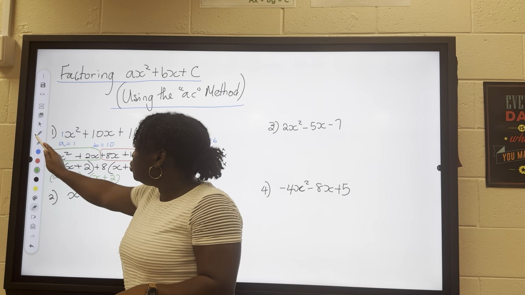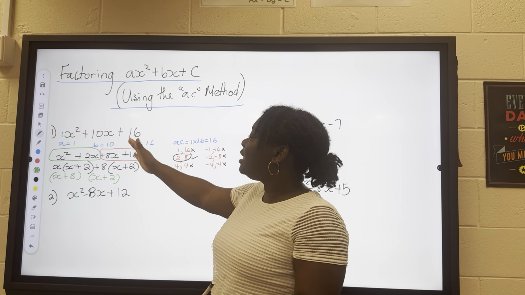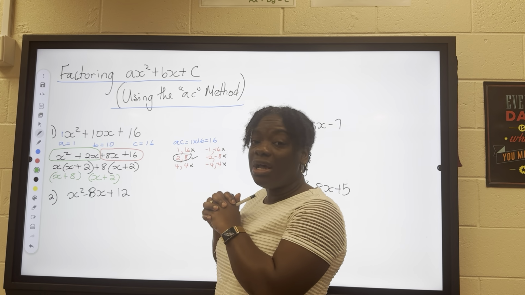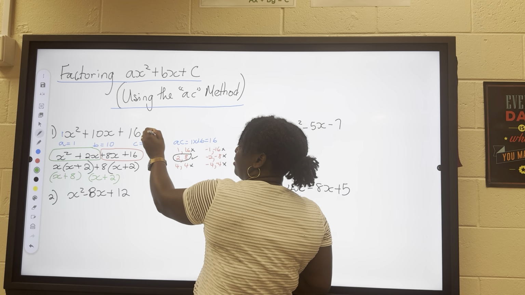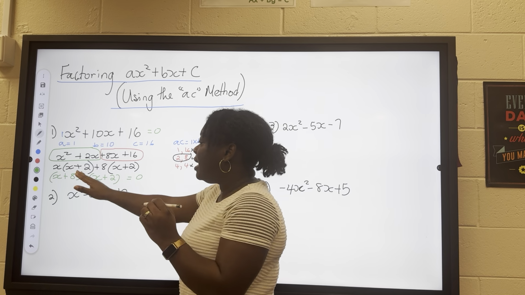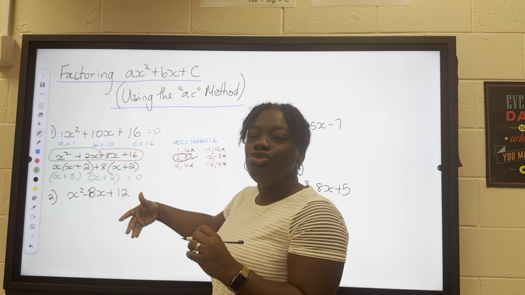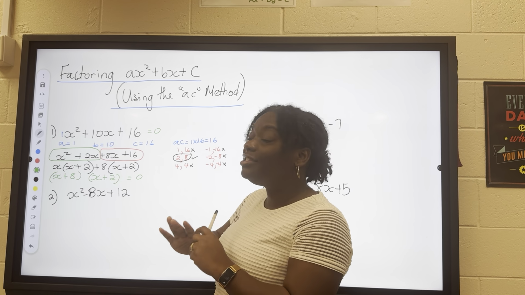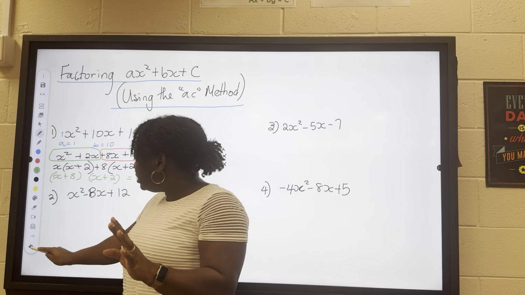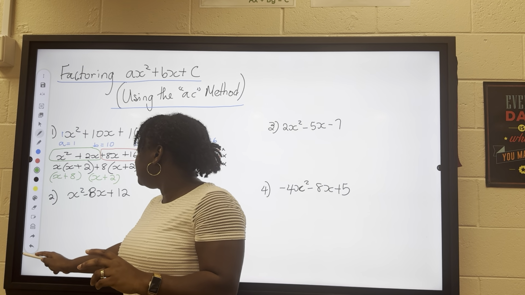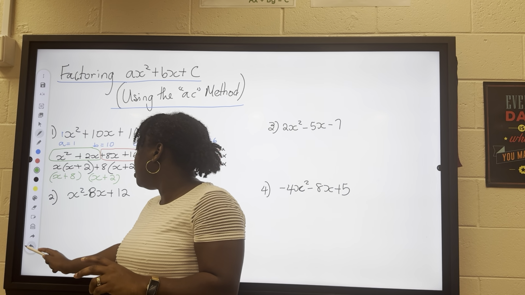Now, as I told my students, if this was an equation instead of just an expression, all you would do now is equate that to 0. So for each factor, you would say x plus 8 equals 0 and solve for x, and x plus 2 equals 0 and solve for x. But that's not what this video is about. I'm just telling you that if you see that, that's exactly what you would do.